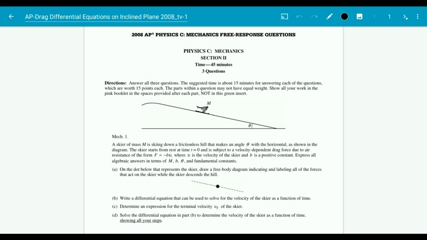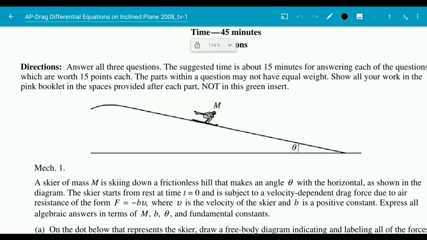Okay, so today we are going to be going over the 2008 AP Physics C Mechanics free response question number 1. As you can see in this problem, there's a skier on a slope, and as a preview, it's going to involve a differential equation, which is an equation that contains a variable and the derivative of that variable, and we will get to that as we go through this.